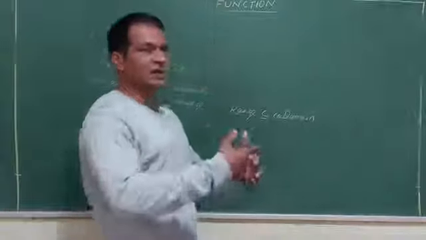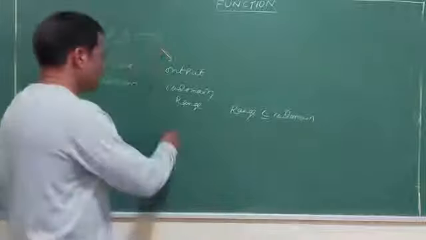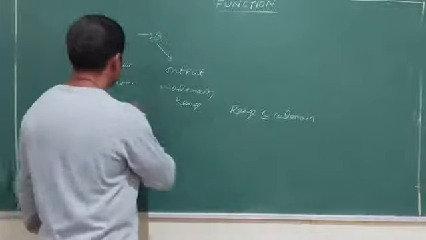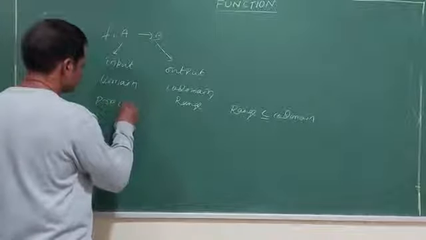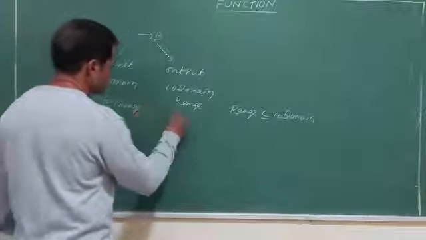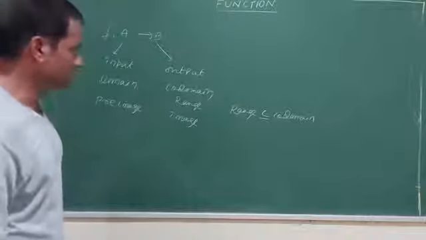Codomain is what you have dreamed of, what you have thought of. Then range is what you got. Then it can be written as pre-image. This is image. These are the few things image given about a function.